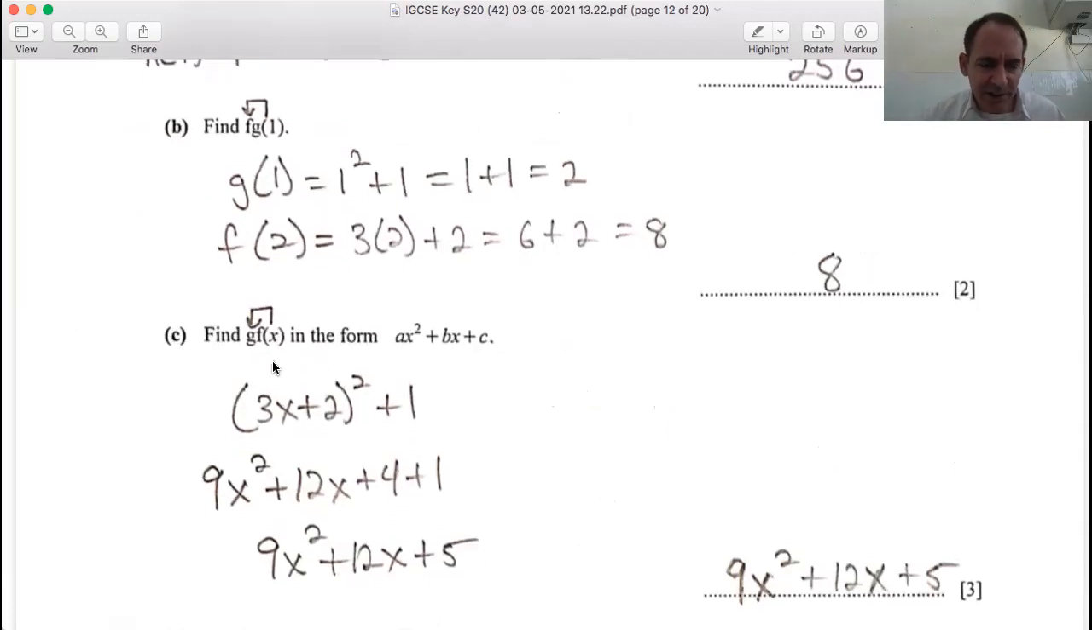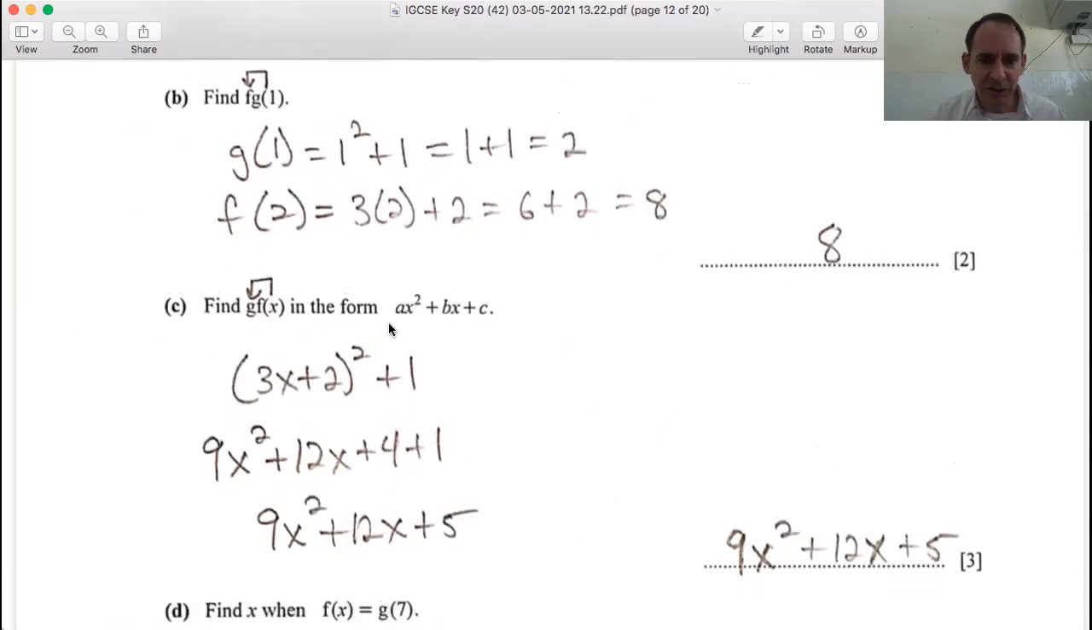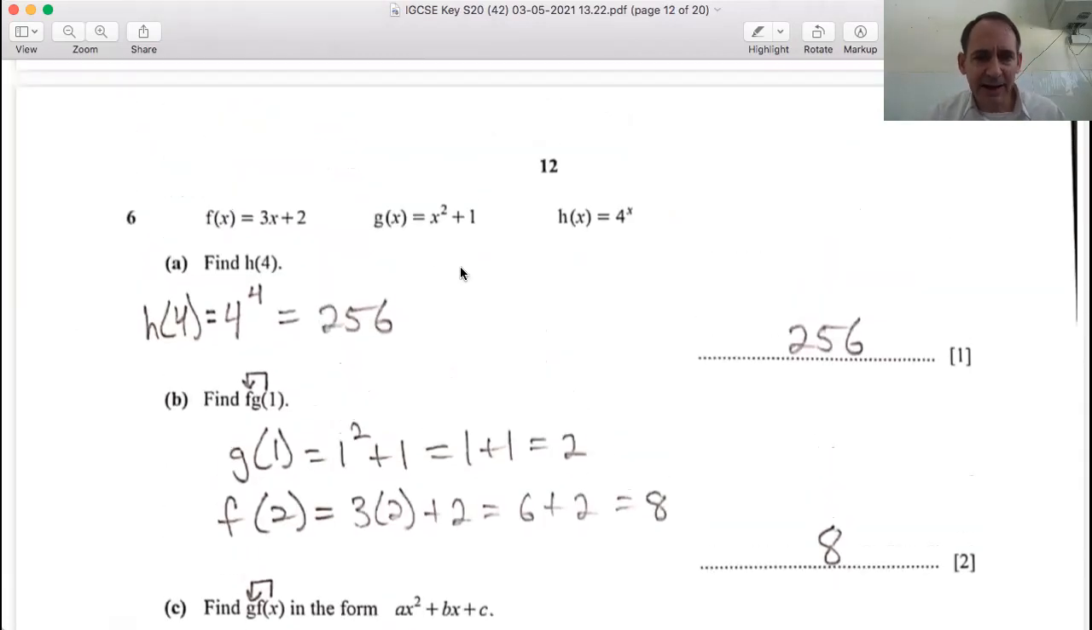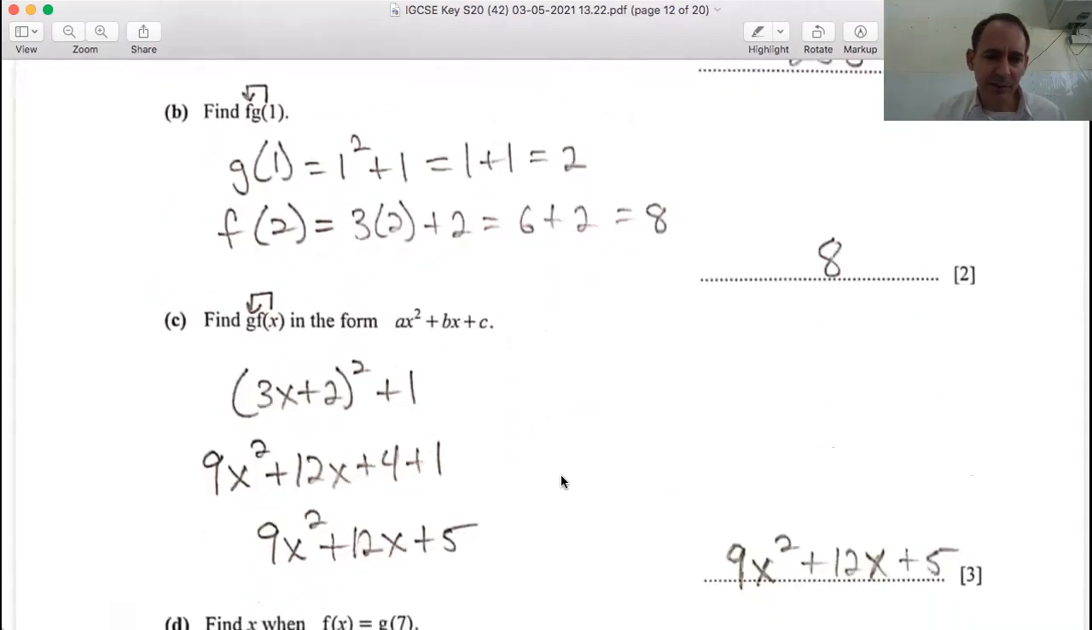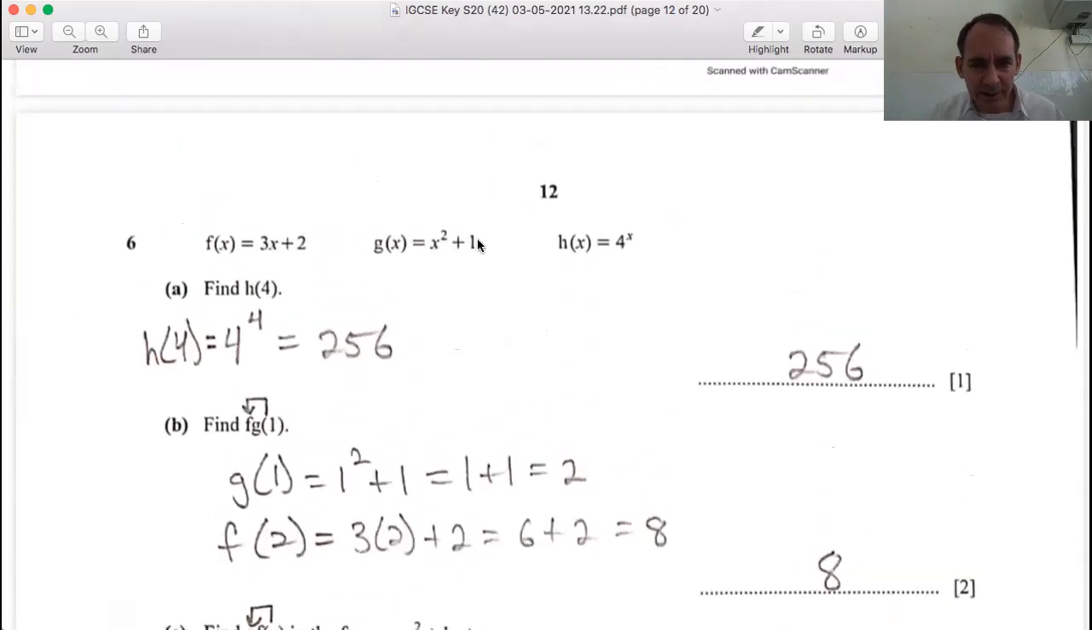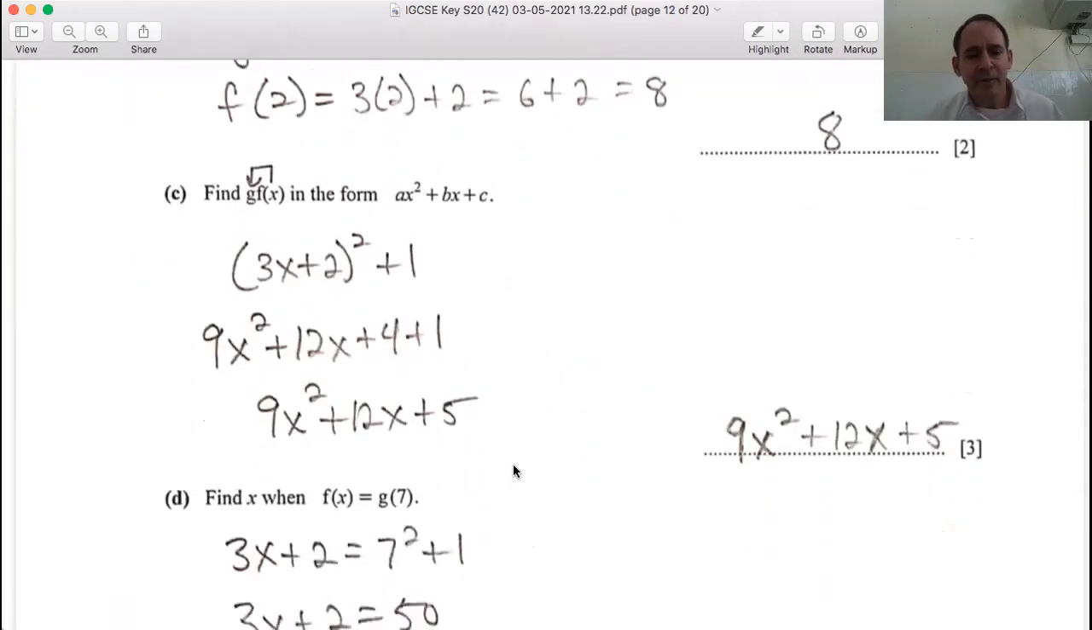Now we switch the composite function in a different way, and it wants us to find the form ax squared plus bx plus c. So we take our f of x, which is the 3x plus 2, and we put it into the x in the g of x. So that gives us (3x plus 2) squared plus 1. Don't forget the little plus 1 at the end. And we need to multiply this out.